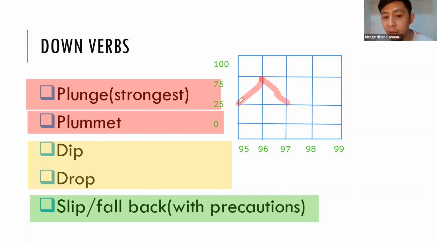So it began with 25 in the year 1995, it increased to 75 for the year 1996, and then it returned. So I'm going to use slip back, it fell back, okay? So that is the occasion in which you can use the words slip back and fall back. We use it with precautions, okay? So those are some of the noun verbs that you can use in your presentation.